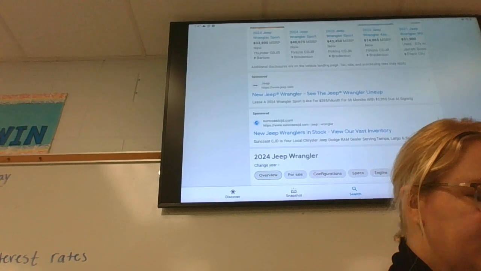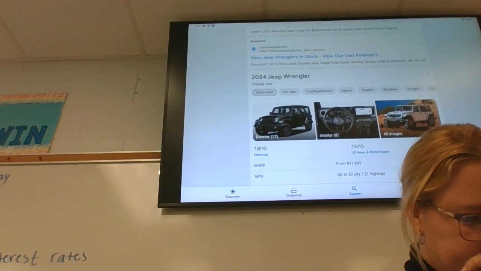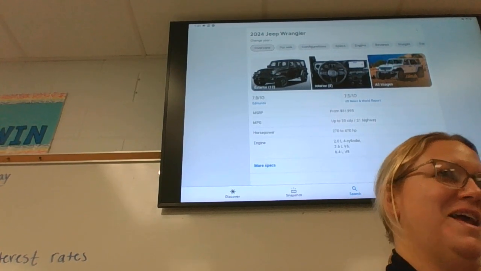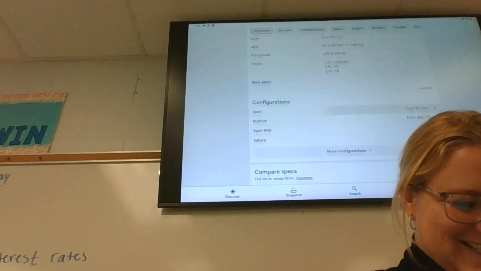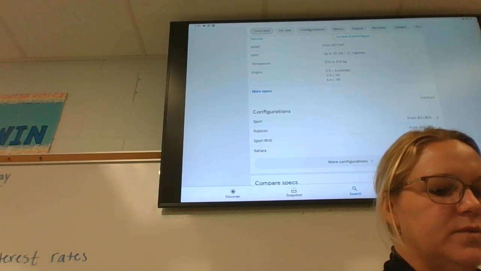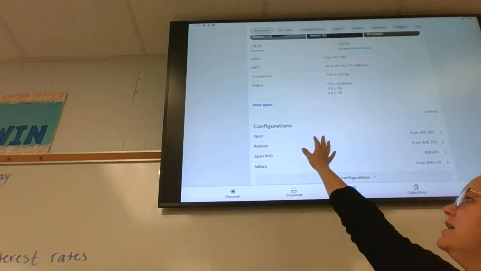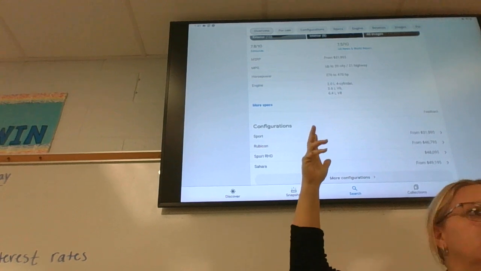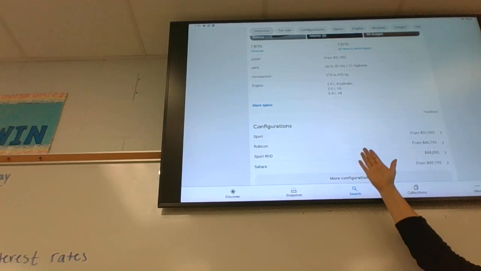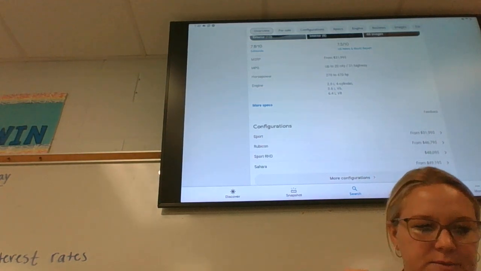Alright, for my example, I'm going to look up a Jeep. No, I have a minivan. I love it. Alright. So when you look at your car, notice that there's options. For a Jeep Wrangler, I could get the Sport, I could get the Rubicon, I could get the Sahara. So look at some options there.